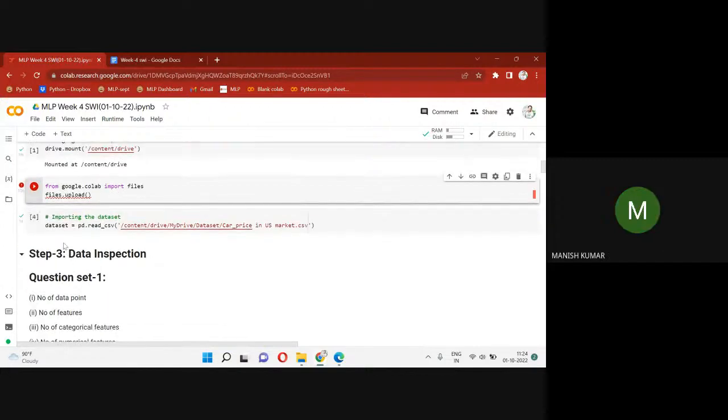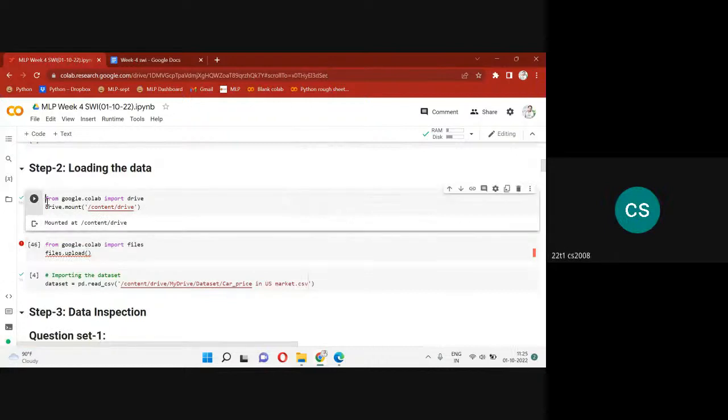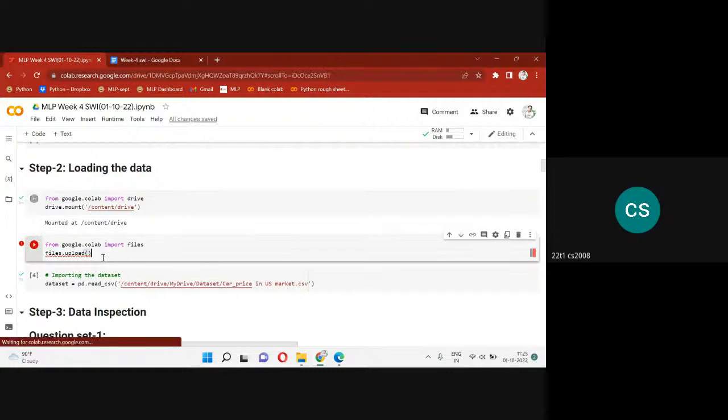Sir, to load from Google Drive, we need to write these two cells that you are showing right now? No, this one will only work. I mean, you have to mount your drive in the case when you are trying to copy your dataset from your drive. Otherwise, this one is okay. You have to run this code, from google.colab import files, and files.upload.